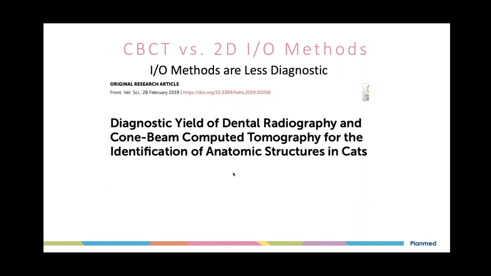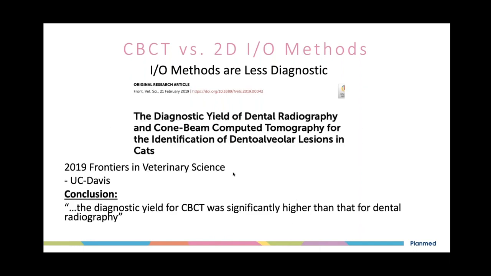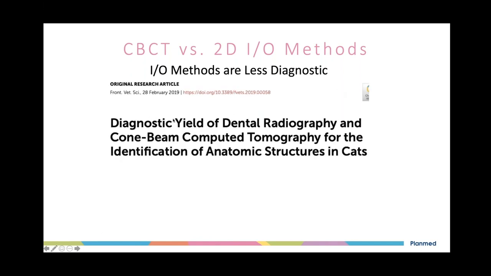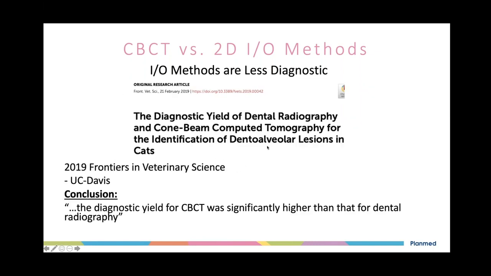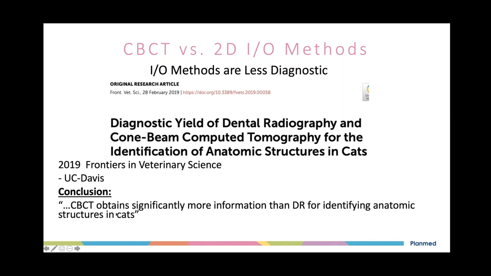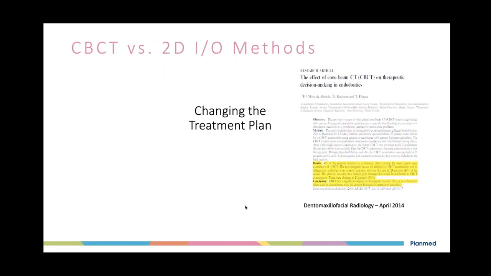And here's another one. They both came out at about the same time, February of 2019, right? This was probably the same series of images, but they were just looking at anatomic structures versus the idea of lesions. But again, same kind of thing. It can obtain significantly more information for identifying those structures in cats in this particular case.